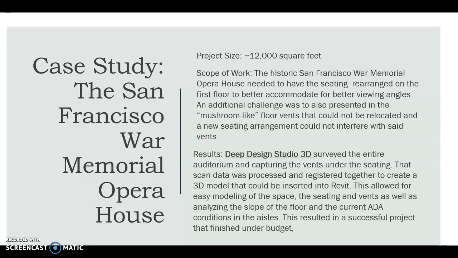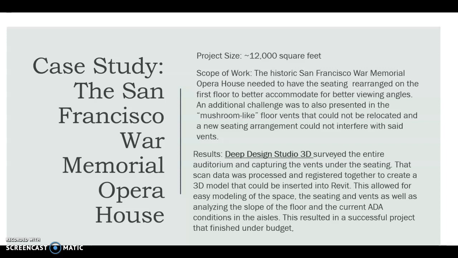This project size was roughly about 12,000 square feet. And so the generic scope of work: it was a historic San Francisco War Memorial Opera House that needed to have the seating rearranged on the first floor to better accommodate better viewing angles of different performances. An additional challenge that was also presented was some sort of mushroom-like floor vent that could not be relocated in a new seating arrangement, and we could not really interfere with said vents when this company was trying to rearrange the seating.